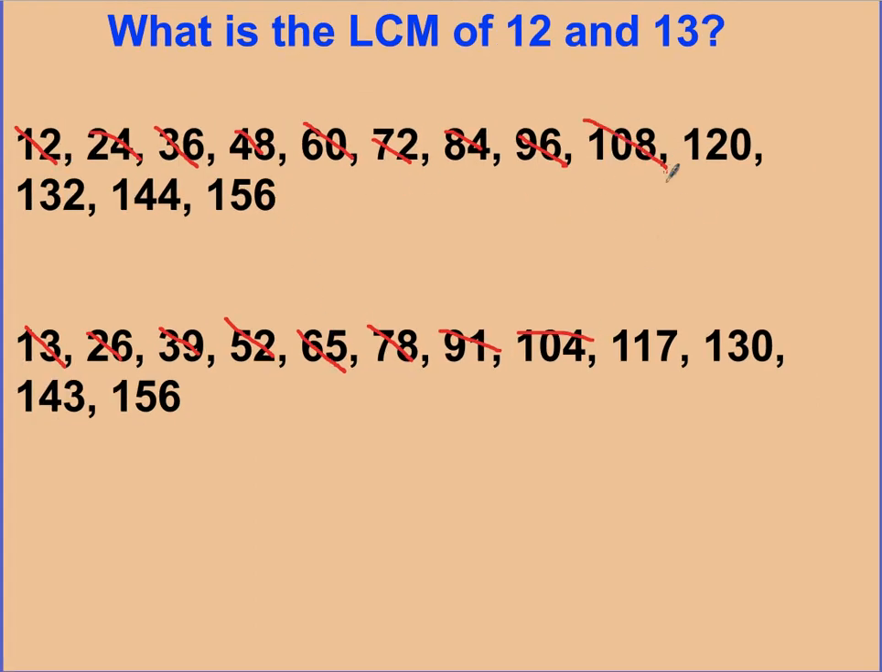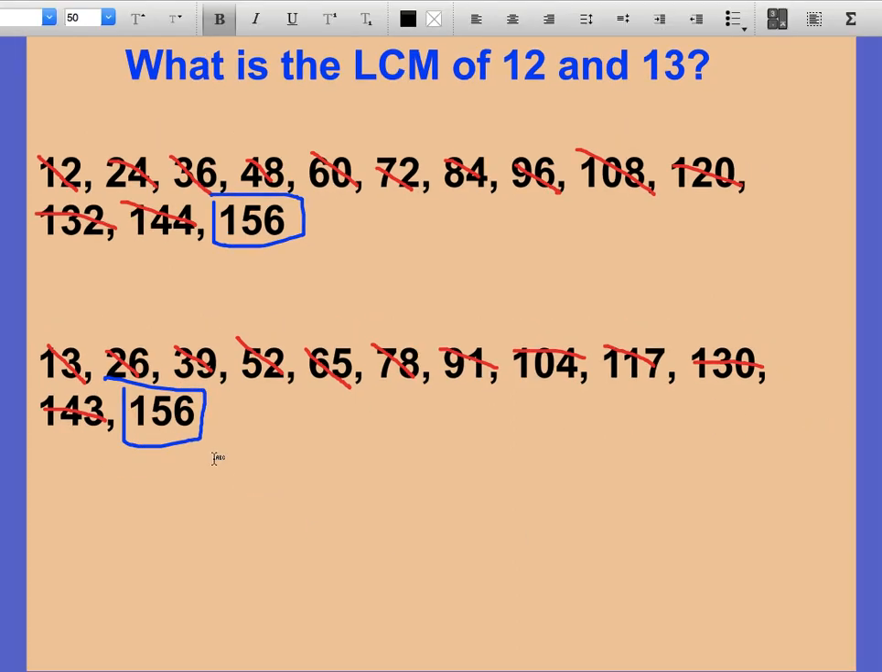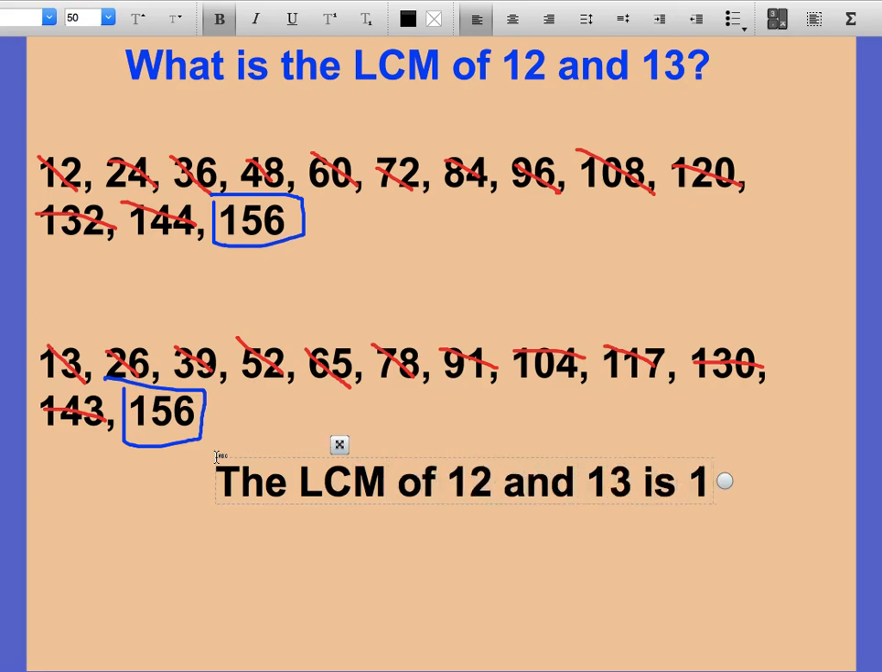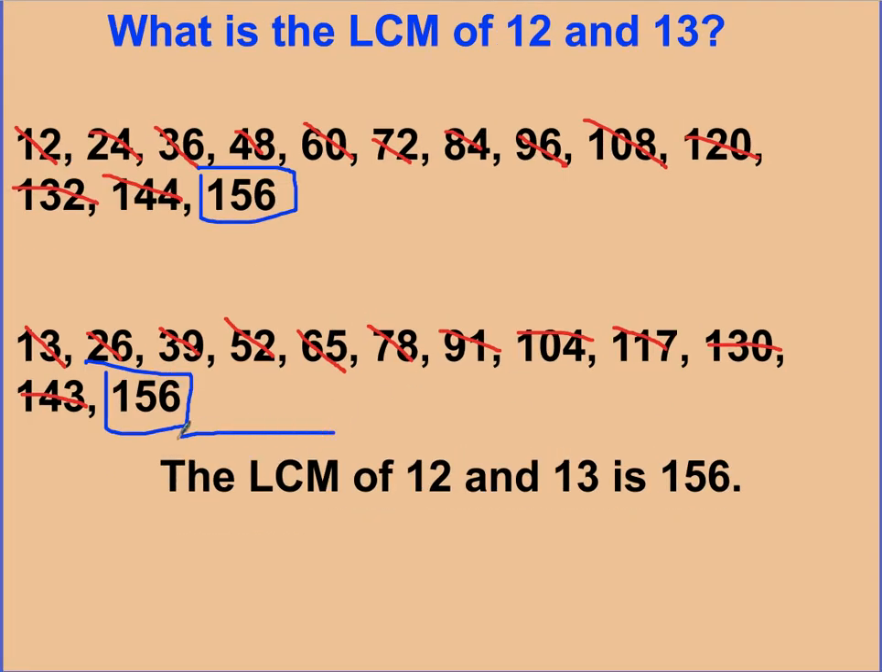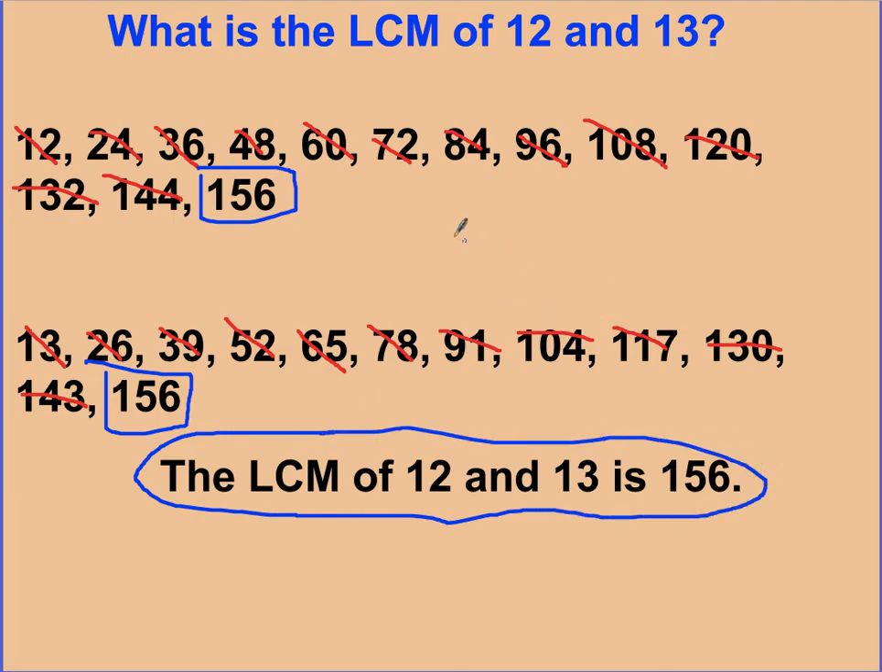Let's just go through and make sure. There's no 108. There's no 120. There's a 132. That's not the same as 130. 144 is close to 143, but 156. All right, so we have a common multiple here. The LCM, or the least common multiple, of 12 and 13 is 156. Sometimes it takes a little while, but if we persevere, we'll be able to find that. So that's a way to find the least common multiple by listing multiples.